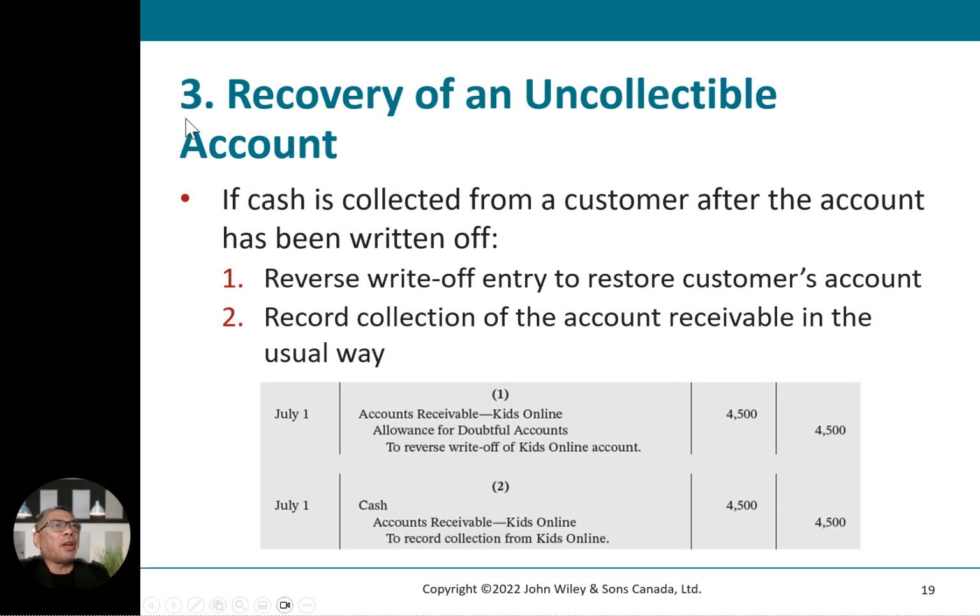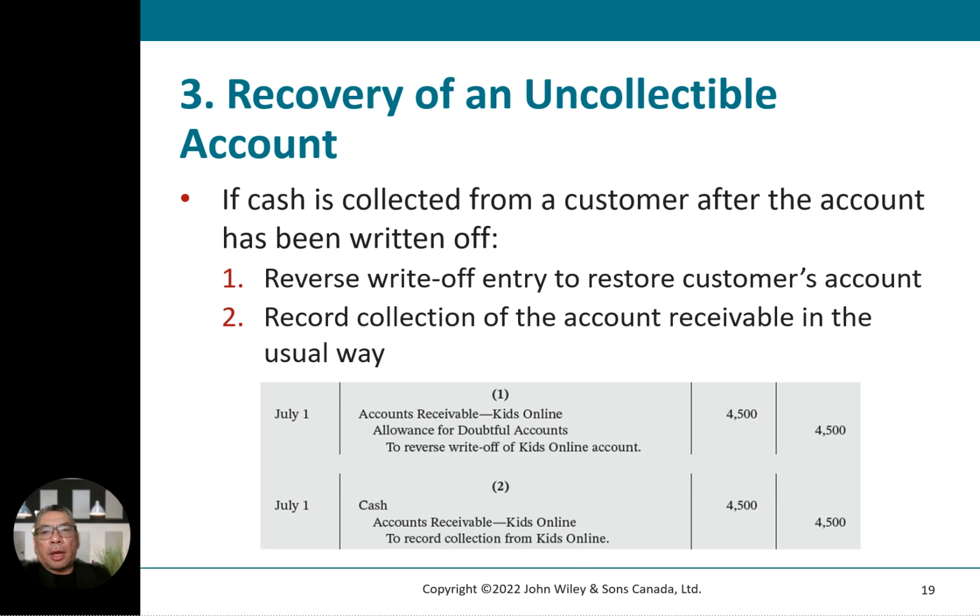When you do have a recovery, number three, recovery of uncollected accounts, cash is collected from a customer after the account has been written off. So first, reverse the write-off entry to restore the customer account. Number two, record the collection of accounts receivable in the usual way. So July 1st, you get accounts receivable, Kids Online, debit 4,500, and allowance for doubtful accounts, credit 4,500, to reverse the write-off of Kids Online. Then July 1, cash, debit 4,500, and accounts receivable, Kids Online, credit 4,500, to record collection of Kids Online.